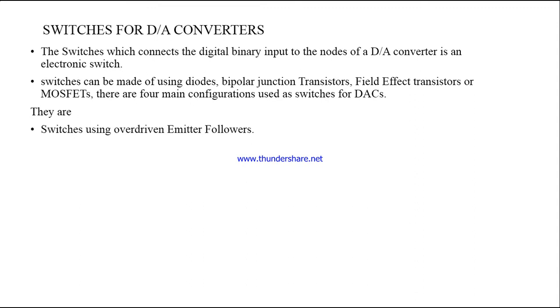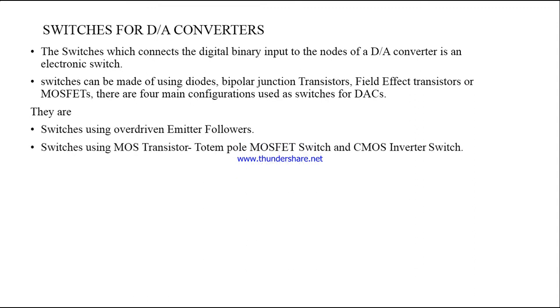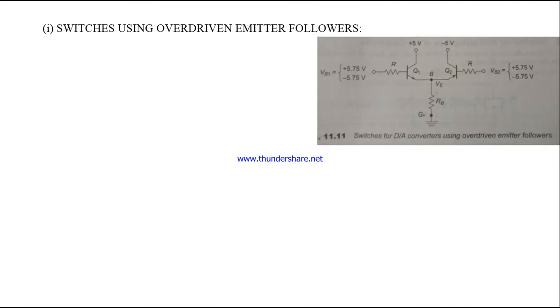They are switches using over-driven emitter followers, switches using MOS transistor, totem pole MOSFET switch and CMOS inverter switch. So CMOS switch for multiplying type DACs and CMOS transmission gate switches. First we can see switches using over-driven emitter followers.